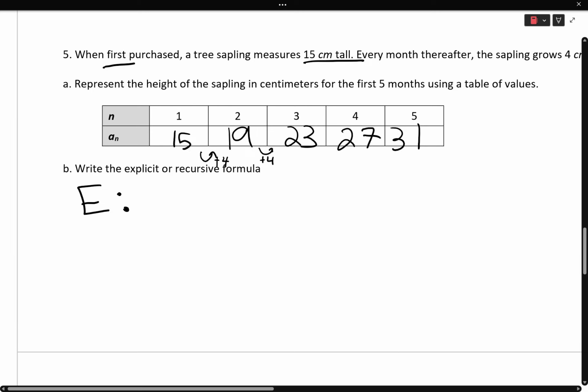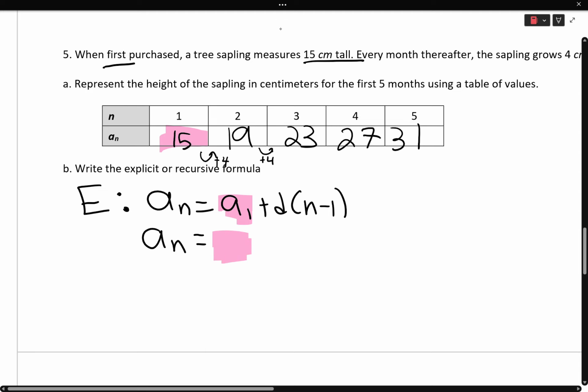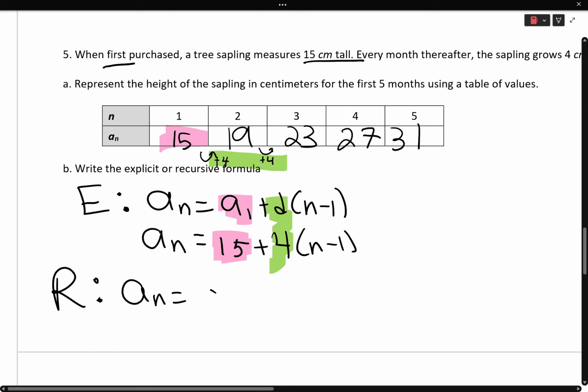Explicit. That's my favorite. Explicit is a_n equals a_1 plus d times (n minus 1). a_1 is our first term, so 15, plus d, which is our common difference. We were growing 4, times (n minus 1). As for the recursive, it does start out with a_n, but it's a_(n-1) plus d. So this would just look like a_(n-1) plus 4.